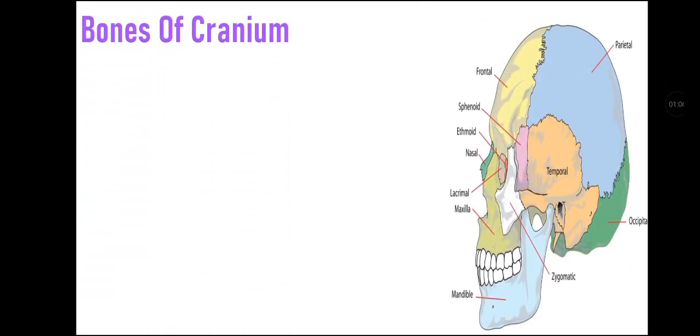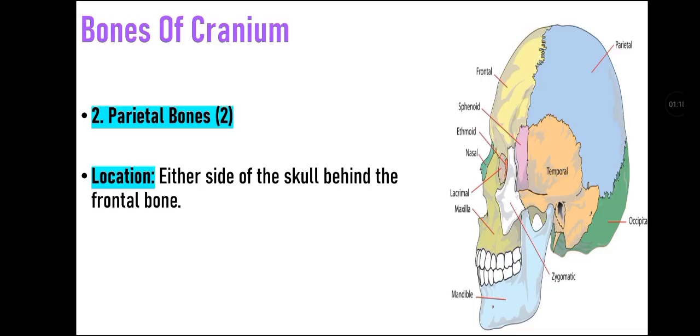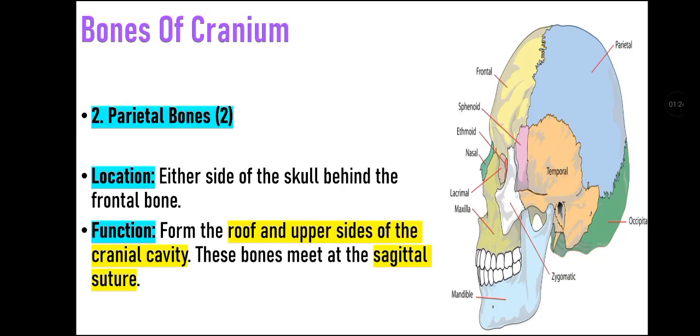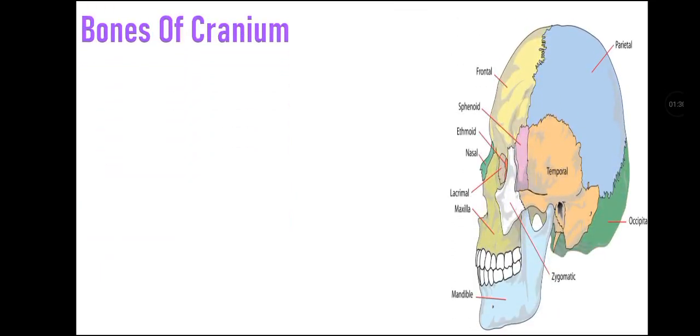Next bone of the cranium we have is parietal bone. That is paired bone. There will be two parietal bone in every skull. And here in the diagram you can see the blue color bone at the top of skull is the parietal bone. Location: it is either side of the skull behind the frontal bone and in front of occipital bone. Function: it forms the roof and upper sides of cranial cavity. These bones meet at the sagittal suture.